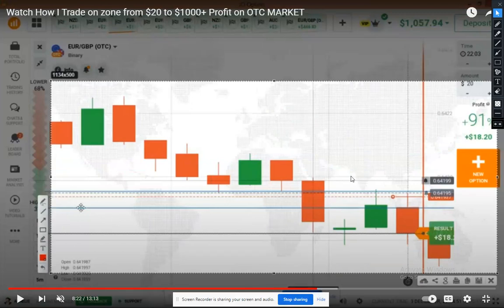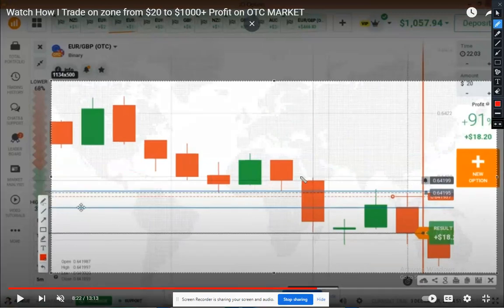Okay, this also is very simple. A zone on the left side, the sellers violate the zone, market retrace, rejection, candle close inside the zone. So I go with sellers on the next candle. Very simple.